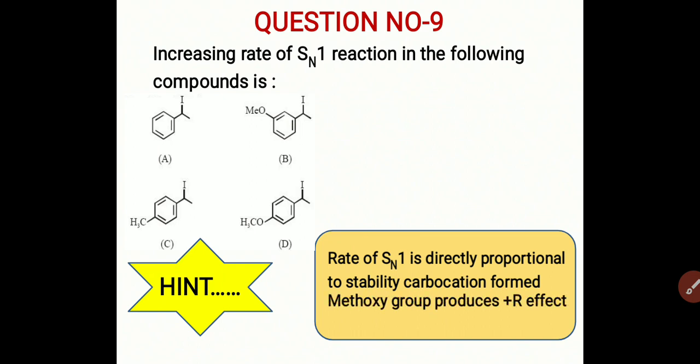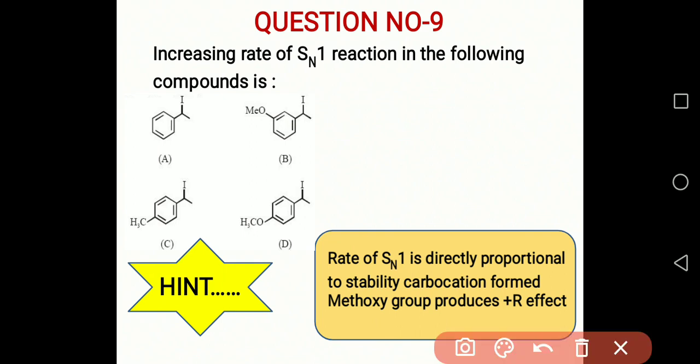Right? Now the methoxy group produces plus R effect. So one after the other, if you see option A, it forms a carbocation after releasing the I minus ion, which is not stable. So in this case, the carbocation formed will be like this. I will show you, try to understand. So this is the carbocation which is not stable, right?